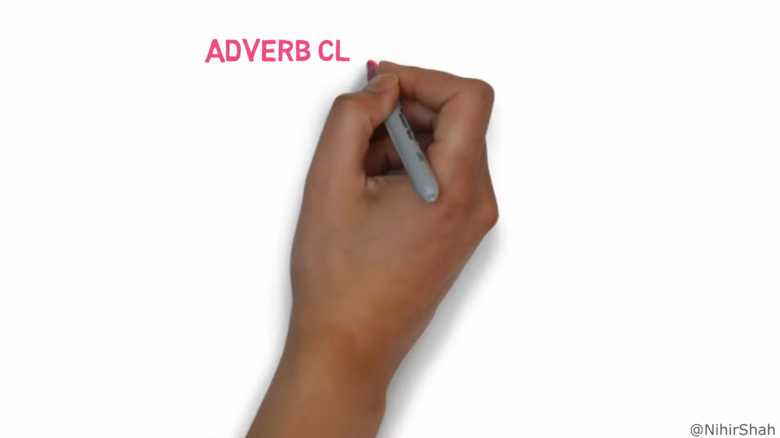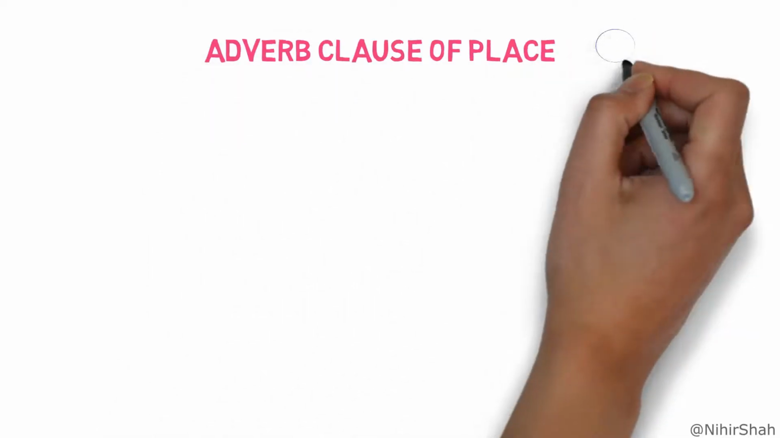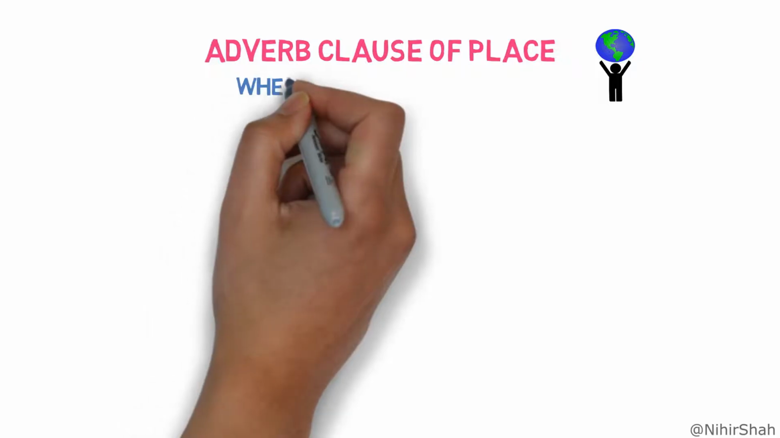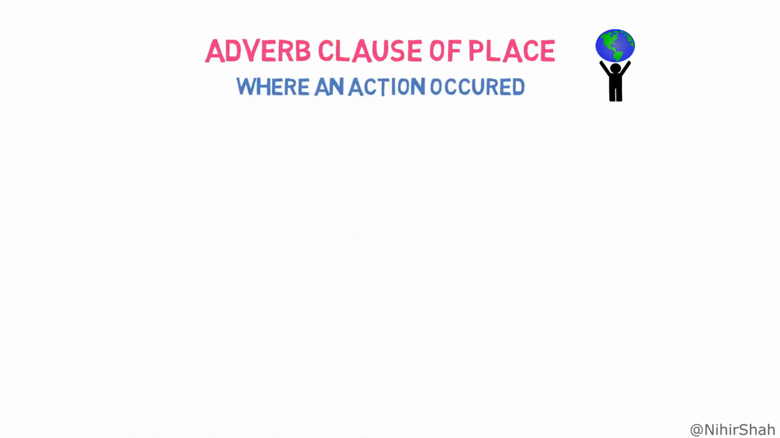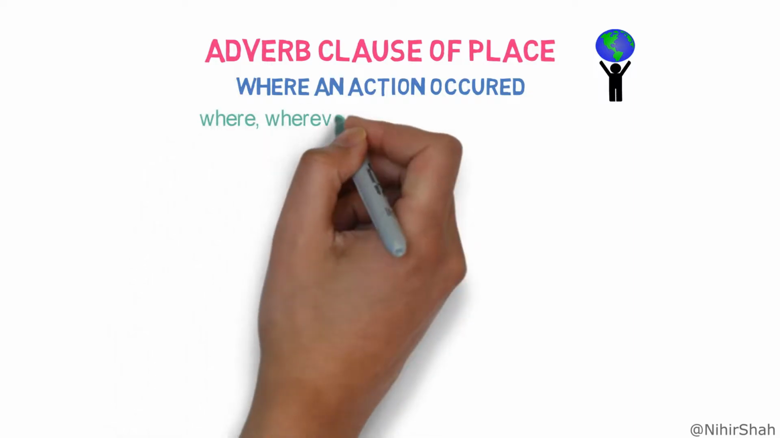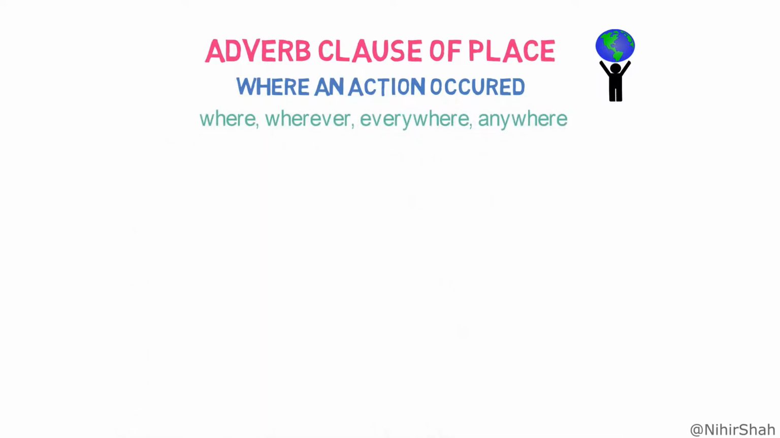Number 2, adverb clause of place. The adverb clause of place describes where an action or event occurred. The most common subordinating conjunctions are where, wherever, everywhere, anywhere. Let's look into an example to understand it.